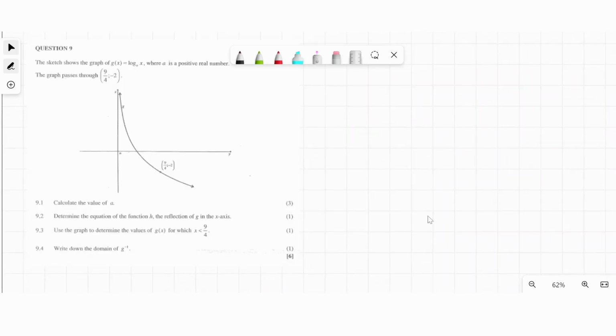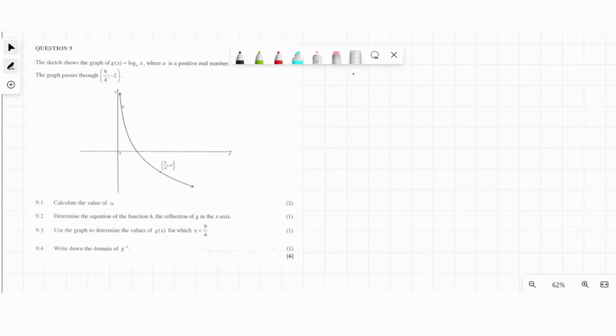So now moving to question number 9, it says the sketch shows the graph g of x and they gave us the function of g of x, where a is a positive real number. What's g of x? We see the fact that it's a logarithm, which is an inverse of an exponent. The graph passes through a point 9 over 4, negative 2, right?